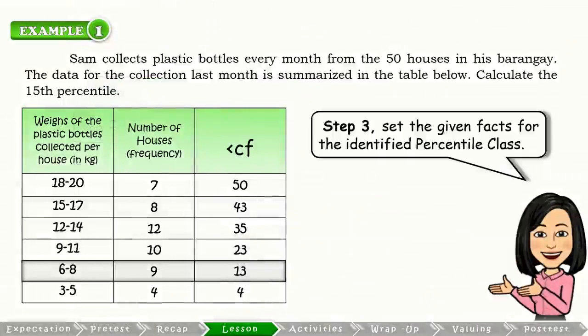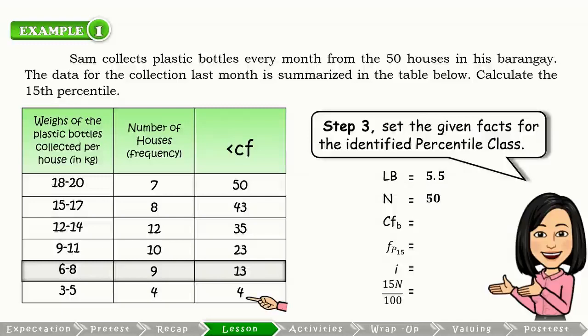Let us proceed to step 3. Set the given facts for the identified percentile class. Let's determine the lower boundary or LB, wherein the lowest number in the interval will be subtracted by 0.5. So 6 minus 0.5 is equal to 5.5. Next, N, or the total frequency, which is 50. Now, what is the cumulative frequency before the P sub 15 class? Correct, it's 4. How about the frequency of the P sub 15 class? Yes, it's 9. The size of the class interval is 3. And our kN over 100, or the position of P sub 15, is 7.5.